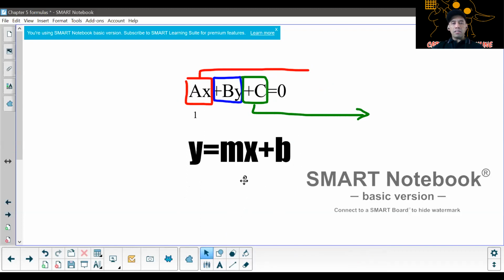So you can see again, these are just the order in which you would have to move the terms around. And then if there's a number in front of the y, don't forget that you have to divide each term by that number to have the y on its own.